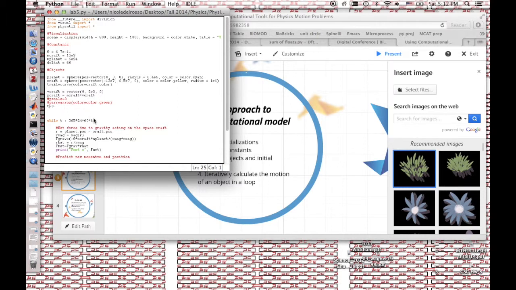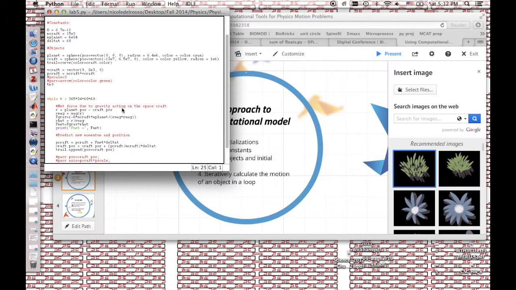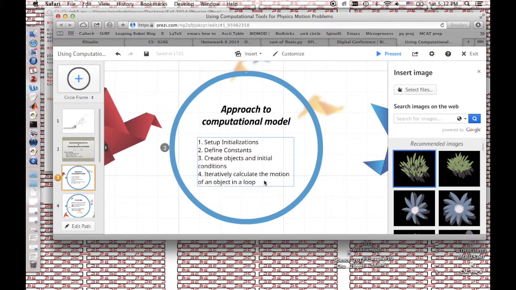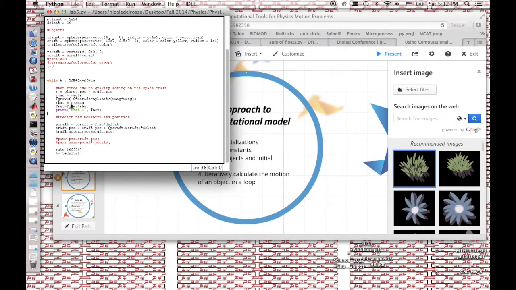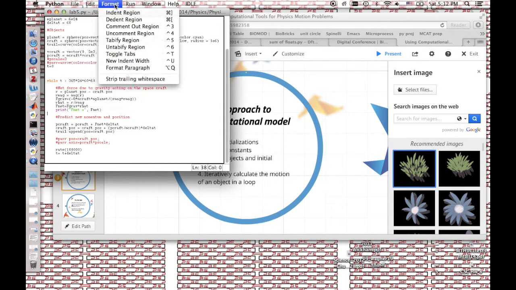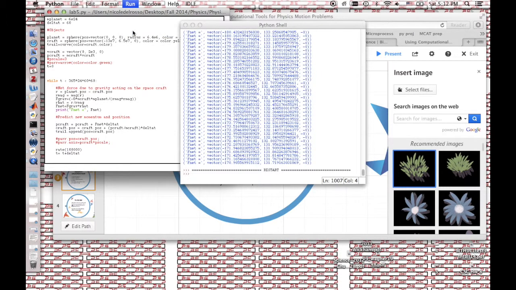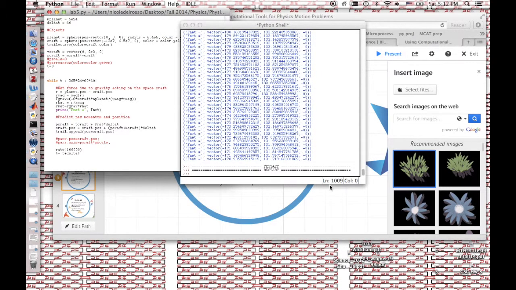Don't mind the commented out things. I was fooling around with different scaling of the arrows. And then lastly, I would need to iteratively calculate the motion of an object in the loop. So here I have my while loop, and this is for 1 year's time, the motion of what a spacecraft would look like. So as I start running this, I'm going to explain what's going on in my code, or in the while loop at least.